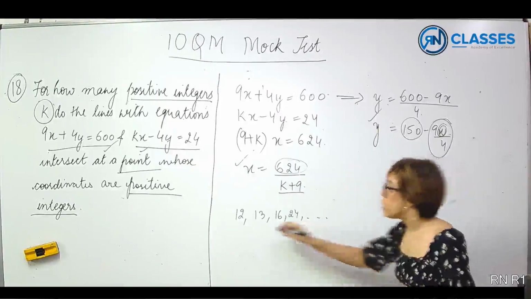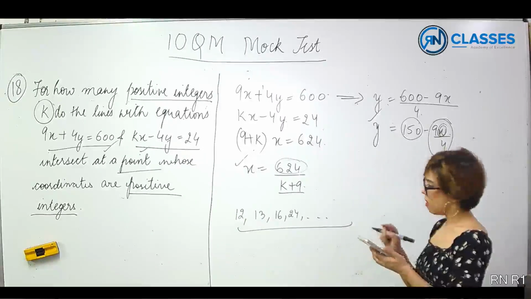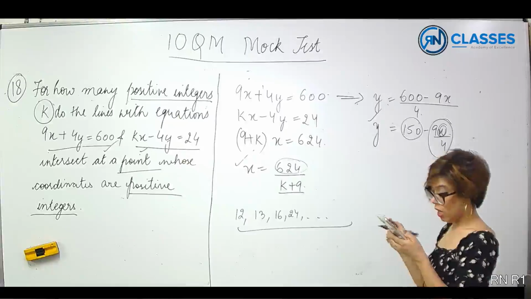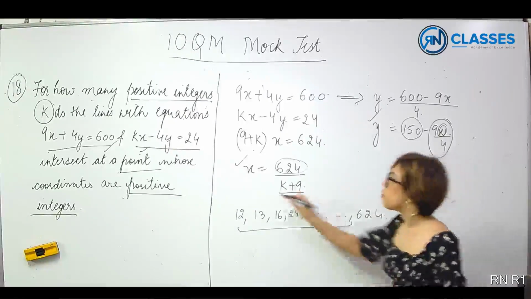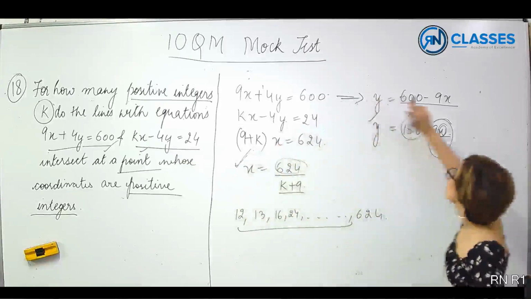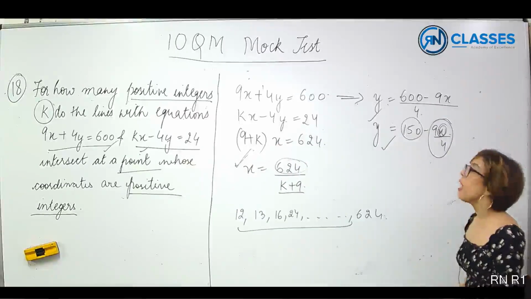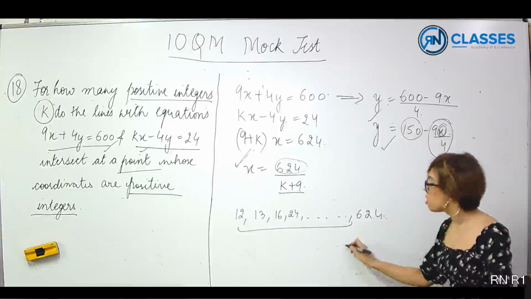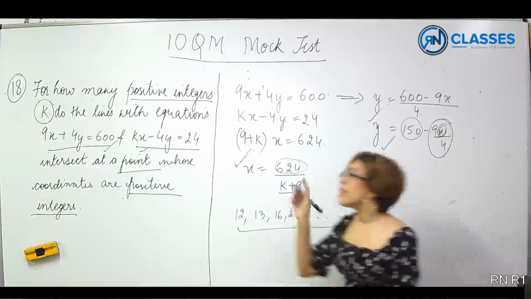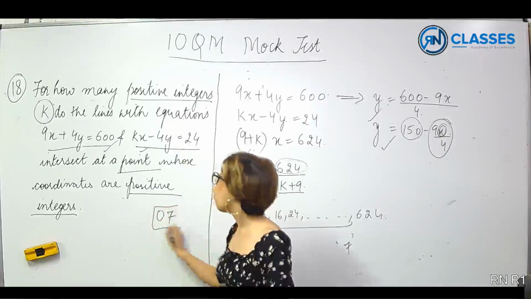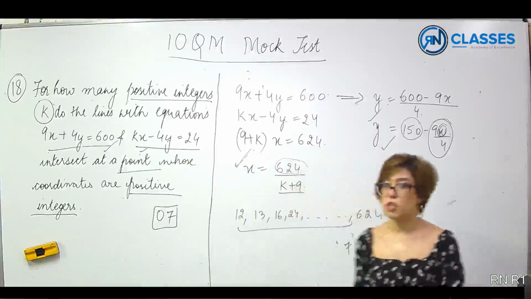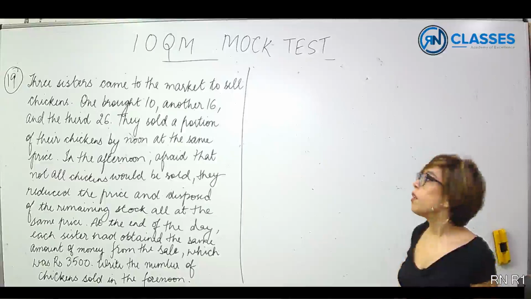Now we can just list out the factors. So we have 12, 13, 16, 24, and the last factor is obviously 624. We can find out the corresponding value of x. We can find out the corresponding value of y. And there are hardly any cases, they just turn out to be 7. That is why there are 7 positive integers k, for which x and y also are positive integers. Alright, on to the next one.